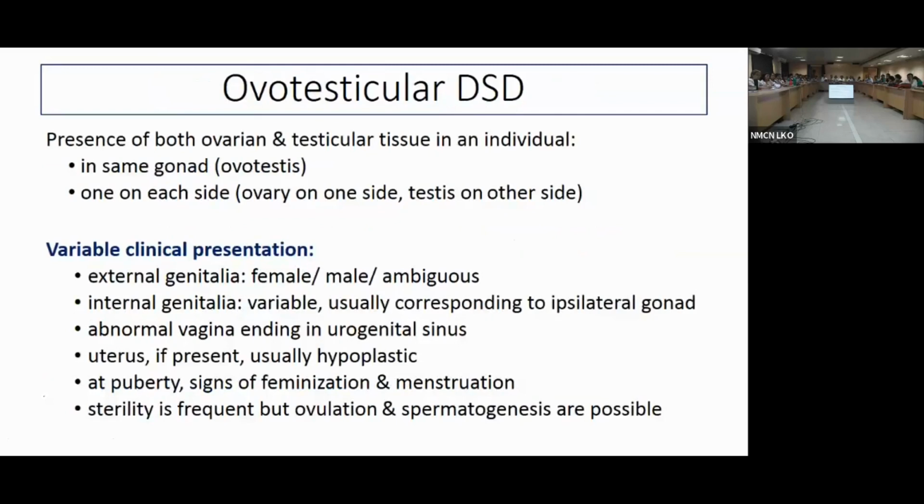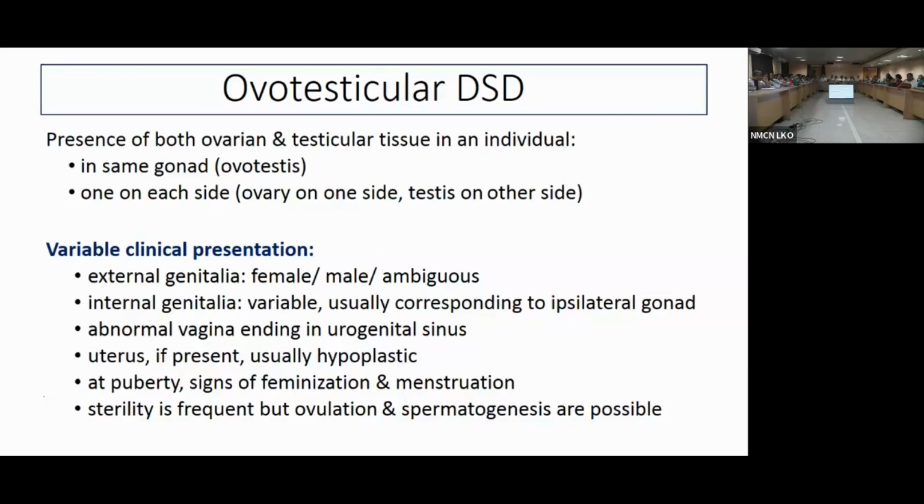And then moving on to the ovotesticular DSDs. These are conditions where you have both ovarian and testicular tissue present in the same individual. Both could be present in the same gonad, in which case you call it ovotestes, or you can even have ovary on one side and testes on the other side. Again, depending upon the amount of the hormone being produced in fetal life and afterwards, you can have variable clinical manifestations ranging from an external genitalia which looks almost female to almost male to complete ambiguity.